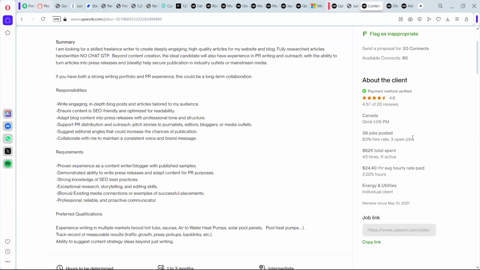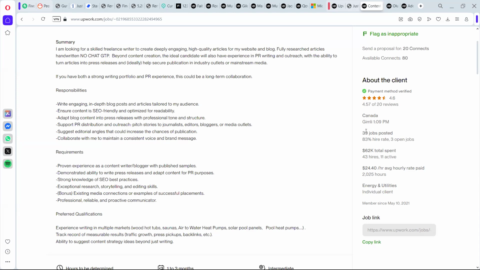Then you can see the open jobs, meaning how many jobs the client currently has posted and open. Then you can see the amount the client has spent and the number of freelancers they've hired. Oh, this is what I was looking for. Remember I said, can you see now this client has posted 39 jobs, has a hire rate of 83%, but they've hired 43 people. So that means they've hired more people than the jobs they've posted. So that's what I'm trying to say.